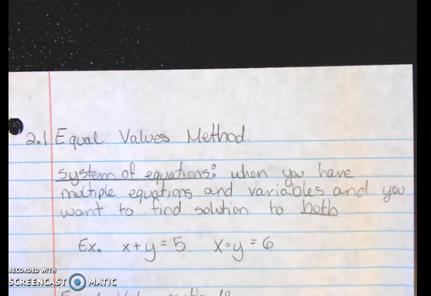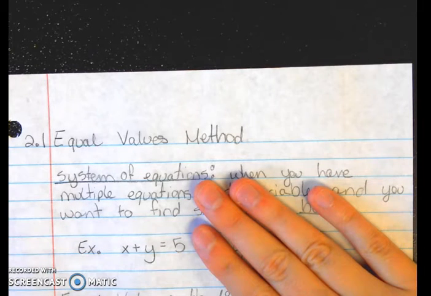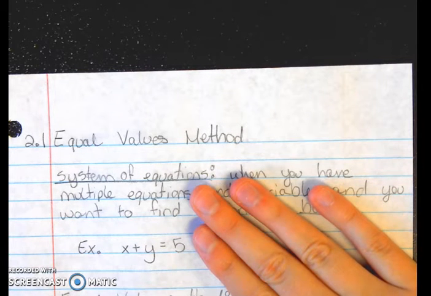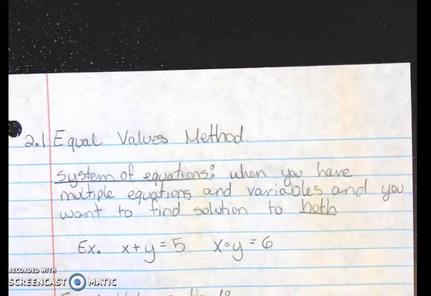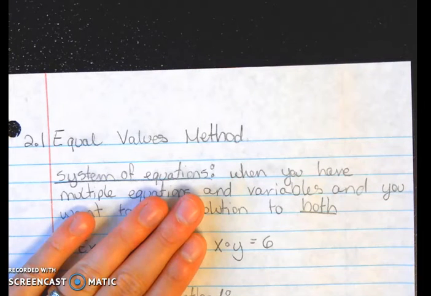So, today we talked about several problems that can be solved using systems of equations. So let's just define systems of equations real quick. When you have multiple equations and multiple variables, and you want to find the solution to both. So, if you look at just x plus y equals 5, there's a lot of solutions for x and y that when you add them equal 5, like 1 and 4, 2 and 3, let's see, 8 and negative 3, okay? And there's a lot of solutions for x times y equals 6, like 1 and 6, 2 and 3, etc.